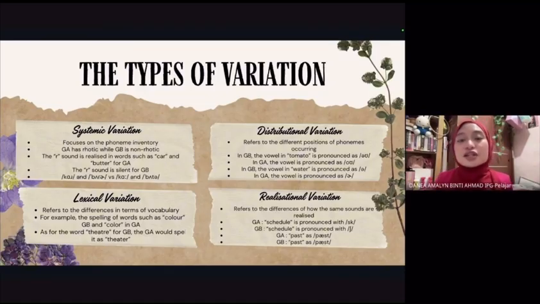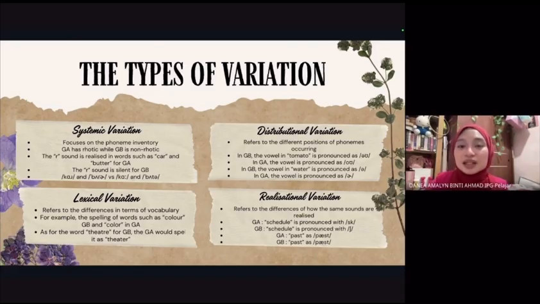Moving on to the distributional variation. This type of variation refers to the occurrence of phonemes in different positions. For instance, the vowel in tomato is pronounced as U in General British. However, in General American, we must note that the way they pronounce this specific word is slightly softer than how the British people would pronounce it. So they would say something like this, tomato.